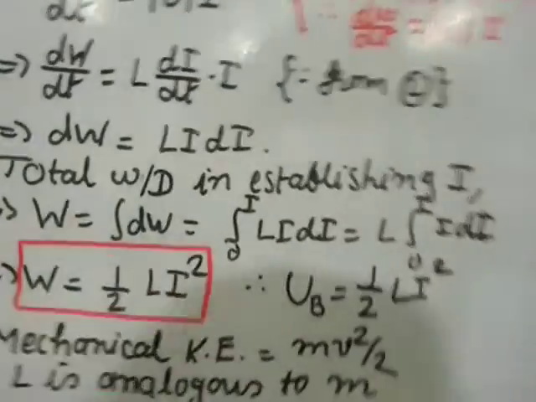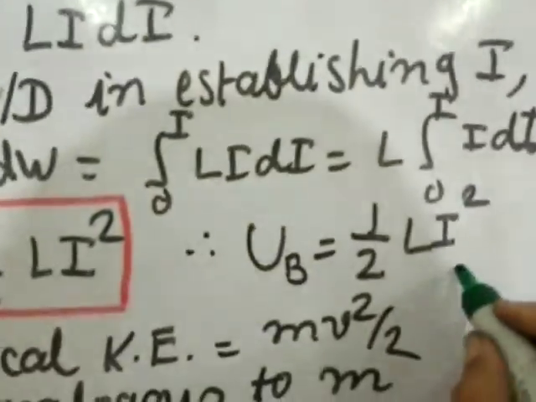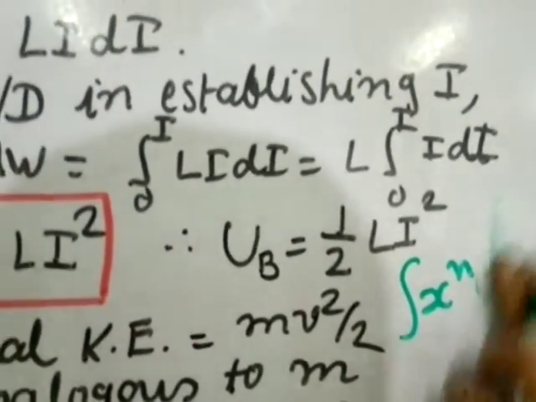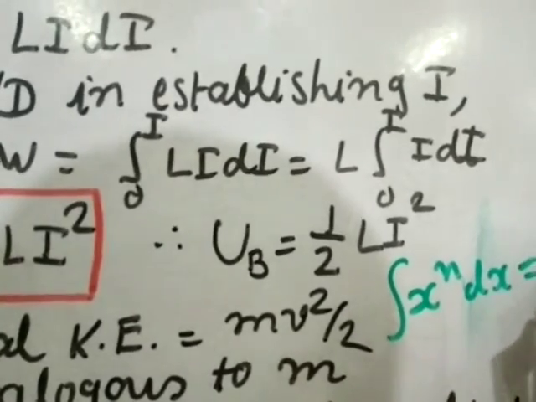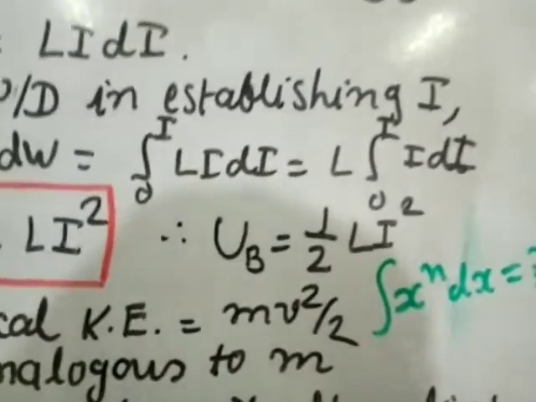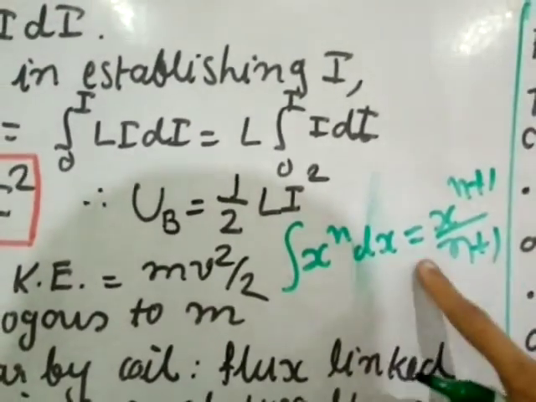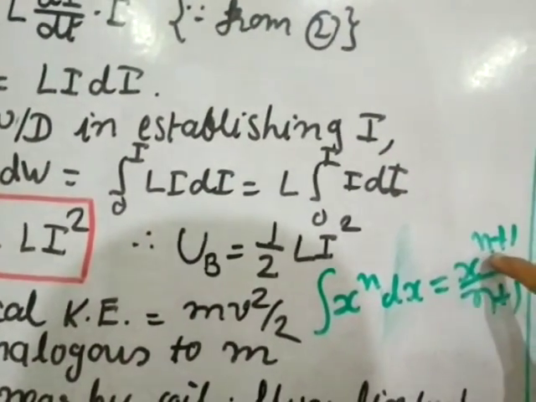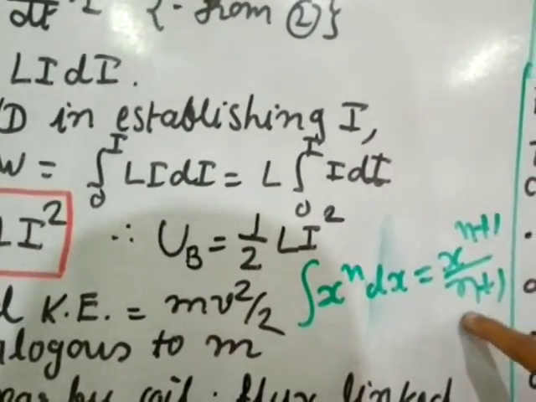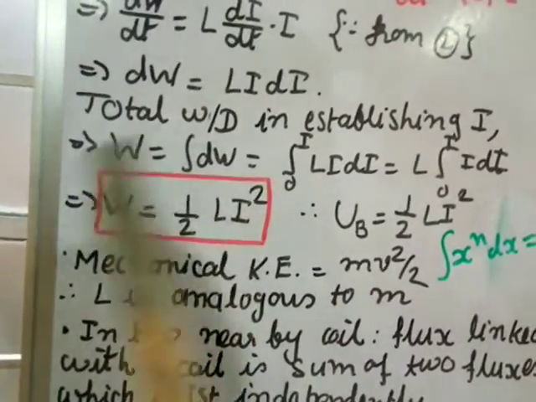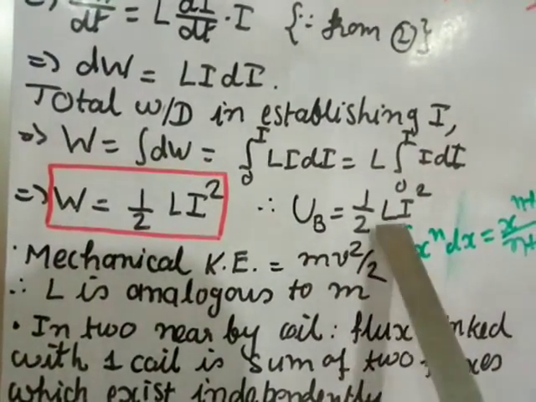Now here I am using the formula of integral x power n dx, which is equal to x power n plus 1 divided by n plus 1. Here n is 1, so i power 1 plus 1, that is i power 2, divided by 1 plus 1, that is 2. So I have written here W is equal to 1 by 2 Li square. And this is the potential energy, so you write UB is equal to 1 by 2 Li square.